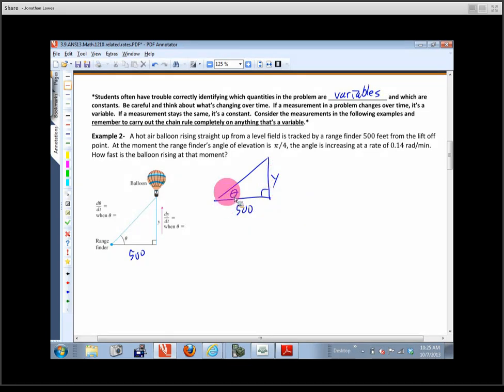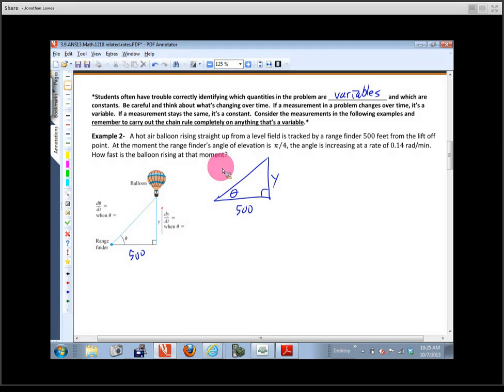Now, in this problem, are we concerned with the direct line distance, like how far is it from the rangefinder straight to the hot air balloon? No. I suppose we could try and figure it out, but is it important in this problem? No, because what they want to know is, how fast is the balloon rising?